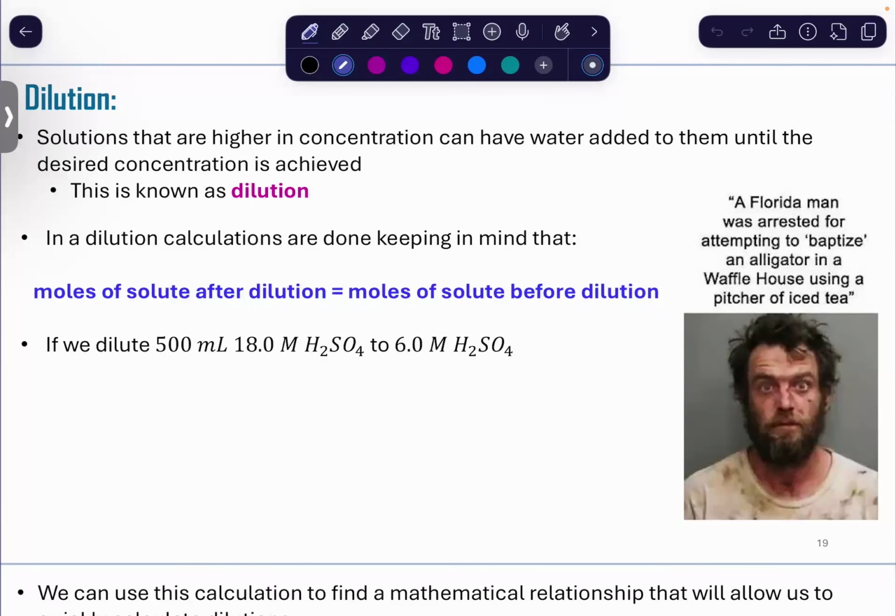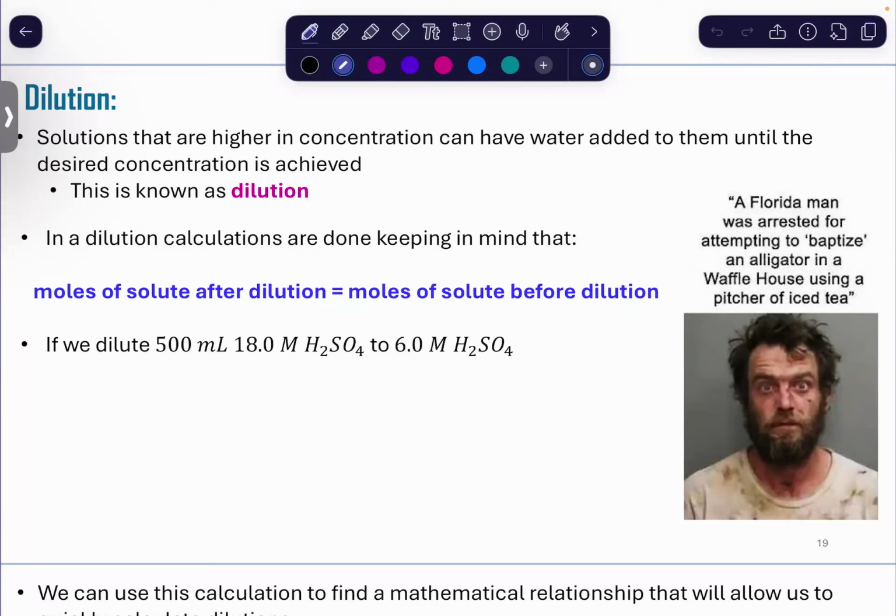All right, everybody, welcome back to chapter 4. So we're moving on to dilutions, and those are pretty much exactly what they sound like. You have a compound in solution, and you're changing the molarity, the concentration of the compound by adding water. So the real key to this, as you see, is that the moles of your solute after your dilution equals the moles of your solute before your dilution. So that's going to be how you really work with problems.